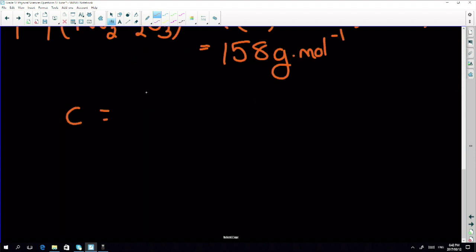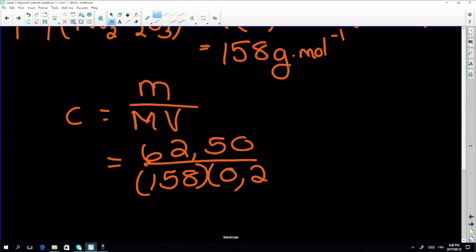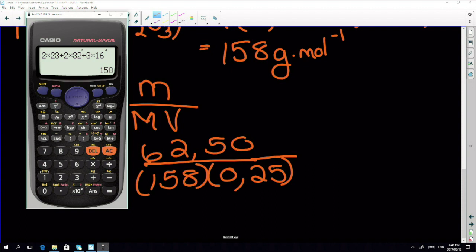So concentration, which is mass over molar mass times volume, means I'm going to have 62.5 divided by 158 times 0.25. Okay, because we knew what the value was, so let's just see what that gives me. So 62.5 divided by 158 times 0.25.